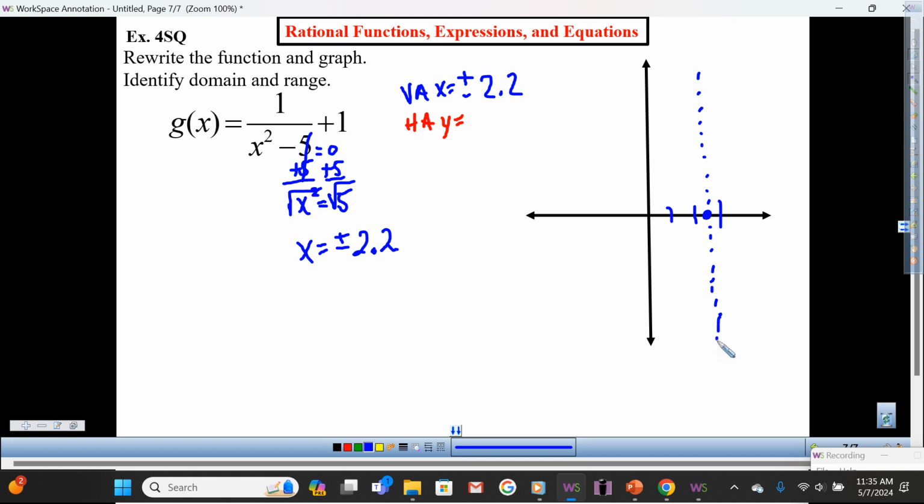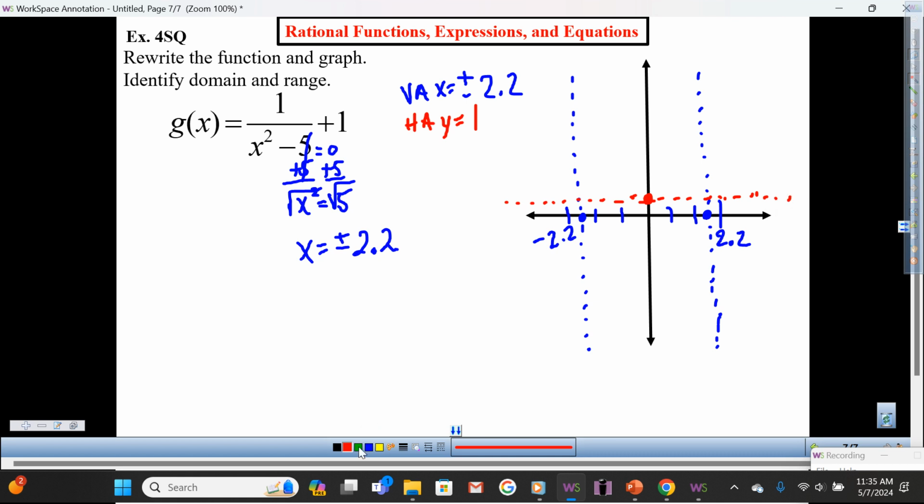Label it, please. 2.2 and negative 2.2. Negative 2.2 is about right here. Label it as well, negative 2.2. And what's our HA, Anthony E? 1, that is correct. 1 is right here. And the rest is history.